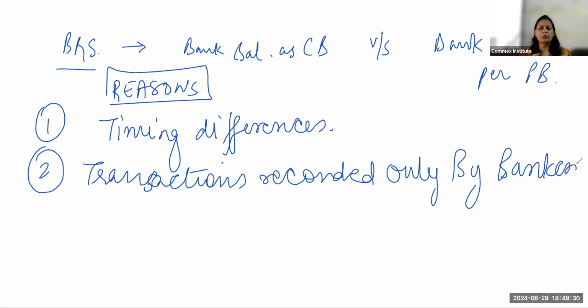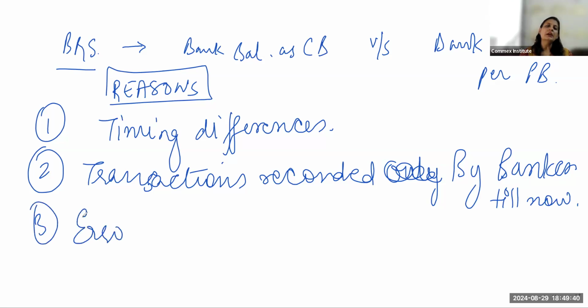Okay, I mean by banker till now. Let's not say only by banker; till now means till the cutoff date. And number three are the errors, which can be on both sides, maybe the cashier, maybe the banker. And it can be undercast, overcast, or maybe while carrying forward the total from one page to another, you made a mistake. Okay. So this is the difference.